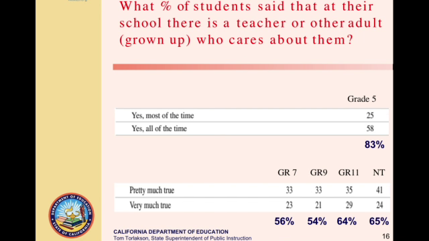And then if we look at some of the rates in grade 7, grade 9, and grade 11, it's 56%, and then 54%. And so we're looking at just a little over half of the students think there's an adult on campus that cares about them. Gets a little bit higher in 11th grade. And then in our continuation schools, again, it's about 2/3.